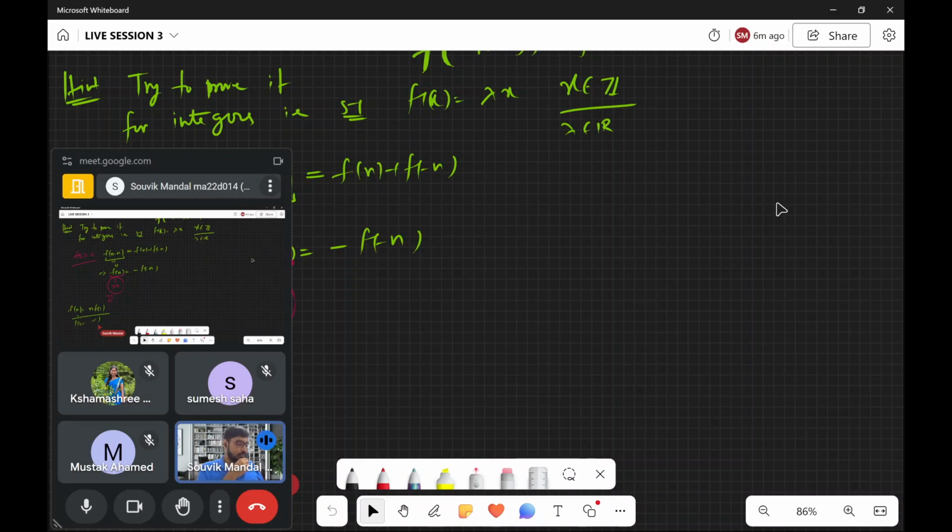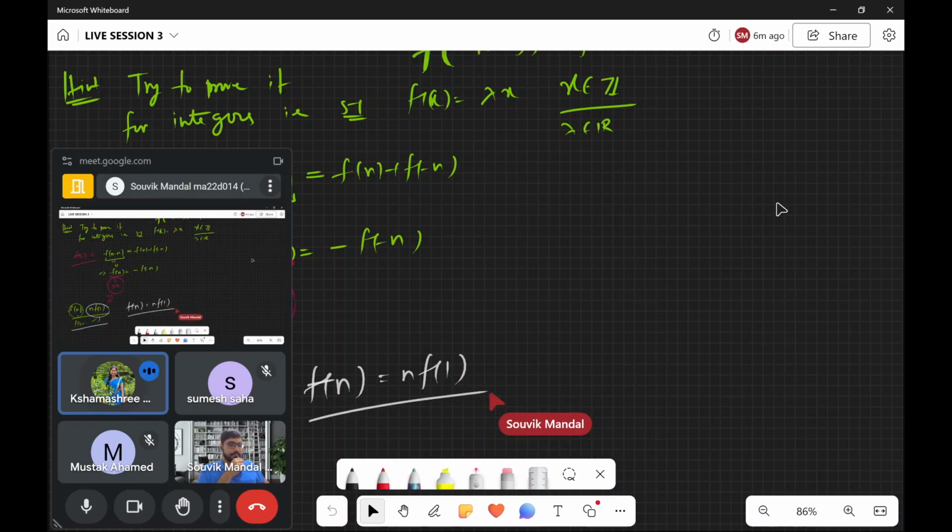So what she explains is that f of n can be written as f of 1 plus 1 and so on, and this is nothing but n times f of 1. If we prove this for integers, we get f of n equal to n times lambda, where lambda is f of 1. Good observation. So this one is lambda, and in that case f of minus n is equal to minus f of n, so that will be minus n times f of 1.